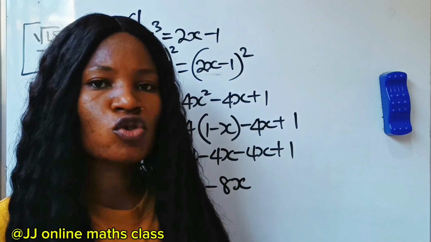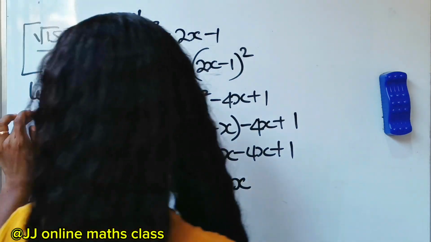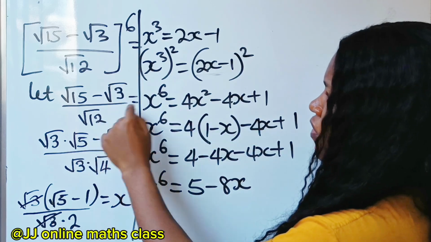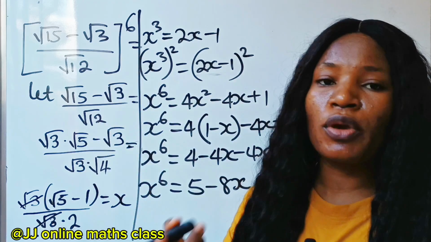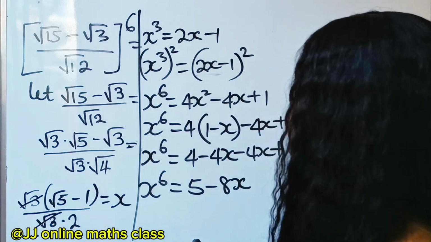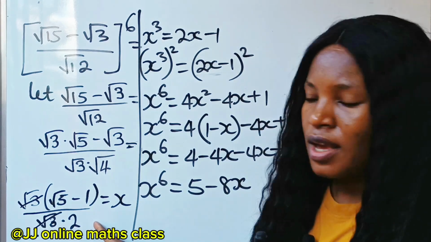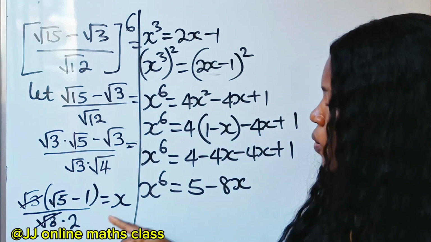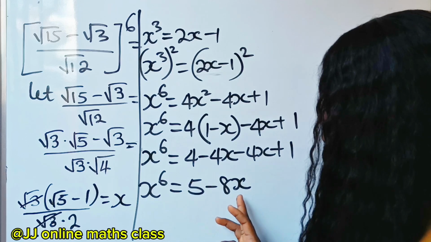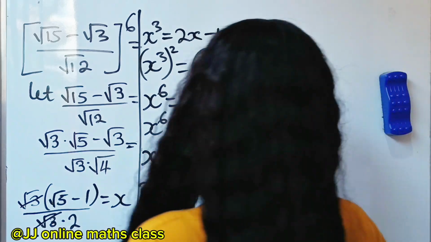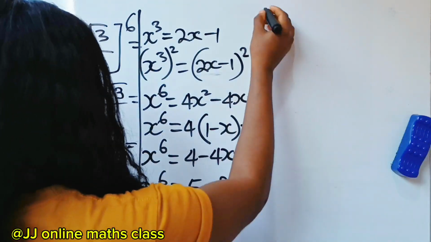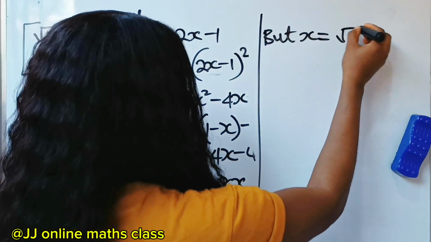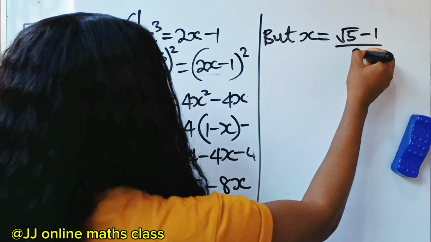Now, this is the time to do our substitution. Recall that we said let root 15 minus root 3 divided by root 12 be equal to x. But instead of that, I'm going to take this simplified version. Yes, we have simplified it here to get root 5 minus 1 divided by 2 as our x. So we are going to substitute for x here and for x here as well. All right, so that is what I'm going to do right now. So we are going to write, but our x is equal to root 5 minus 1 divided by 2.